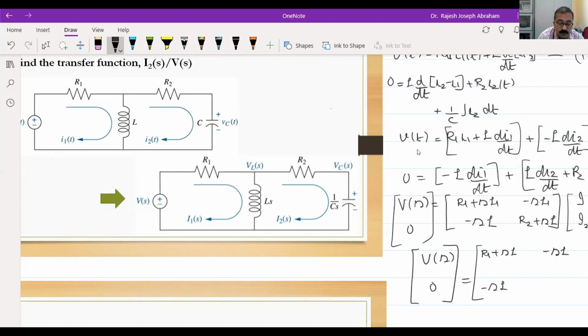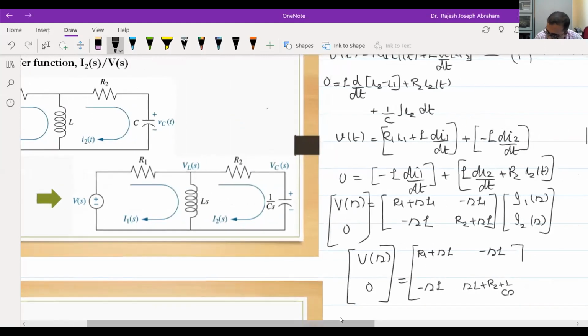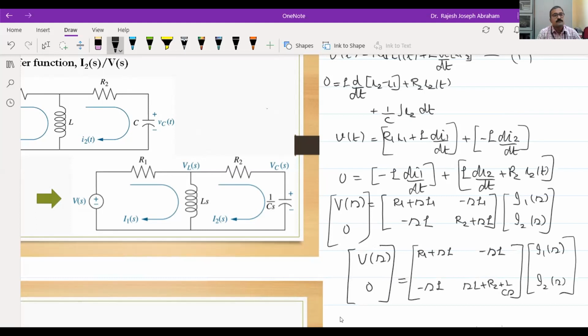What will be the 2, 2? Sum of all impedances through which I2 is flowing. SL plus R2 plus 1 by CS. Okay. So this is the impedance matrix. Now, into I1 of S, I2 of S. Right. So now what's the problem now?